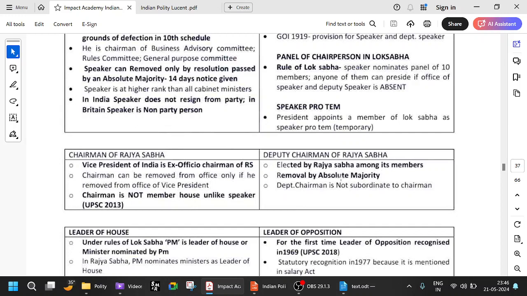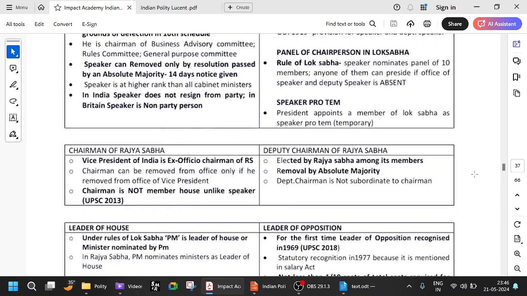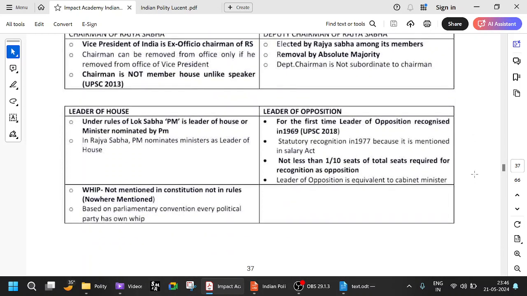Removal is by absolute majority. The deputy chairman is not subordinate to the chairman. There is no subordination; it is a separate office. Now if you look at the leader of the house, under the rules of the Lok Sabha, the Prime Minister is the leader of the house or a minister nominated by the PM. In the Rajya Sabha, the PM nominates a minister as leader of the house.